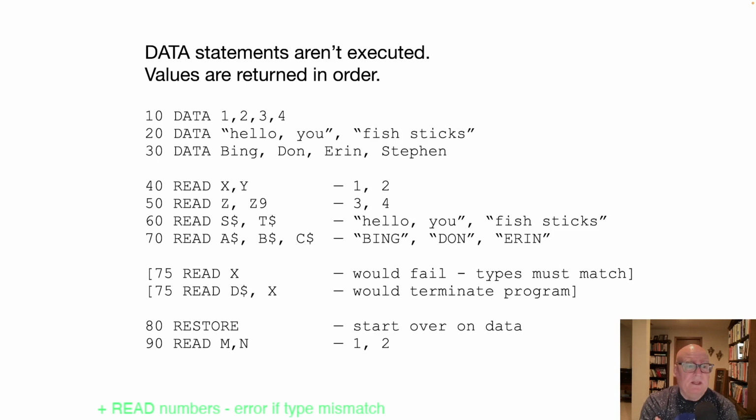Now, if you tried to do a 75 read X, treating a string as an int, that should fail. And if you tried to read too much, that should terminate the program because you're out of data. And then finally, if you do a restore, you're basically saying reset back to the first data elements. And read M, N would get 1, 2 again.